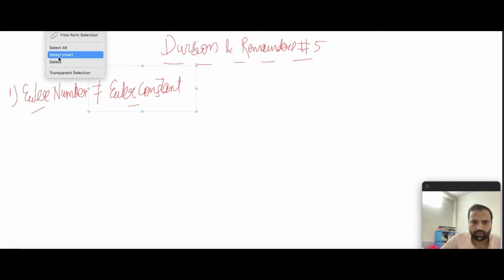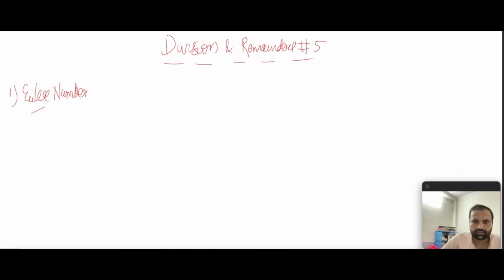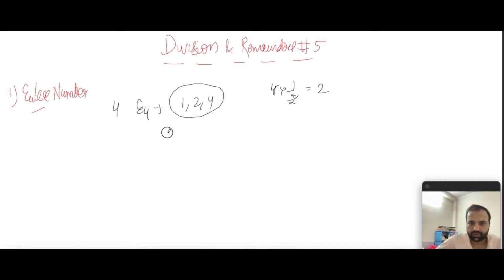Okay, so first of all, what is a Euler number? Let's define that. So let's say there's a number, for example, let's take 4. If I ask what would be the Euler for 4, how would we find that? Let's find the factors of 4 first: 1, 2 and 4. What would be the number which would be less than 4 and co-prime to 4? That's 2. Therefore, Euler 4 is 2.